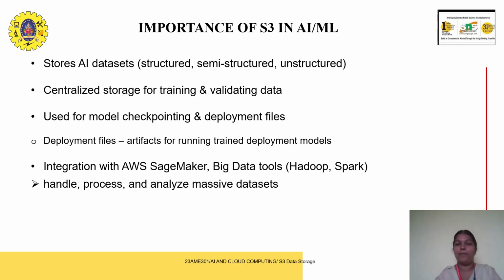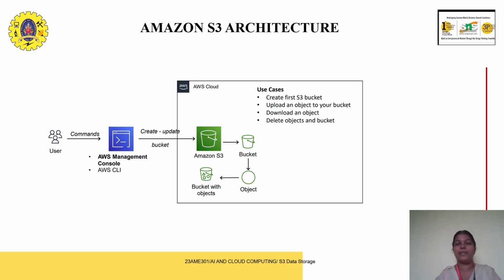It integrates with AWS SageMaker and also big data tools like Hadoop and Spark for handling, processing, and analyzing massive datasets. This is the Amazon S3 architecture, which includes the buckets. The data will be stored in the buckets, then it can be accessed for processing, and it can be stored back in the buckets.